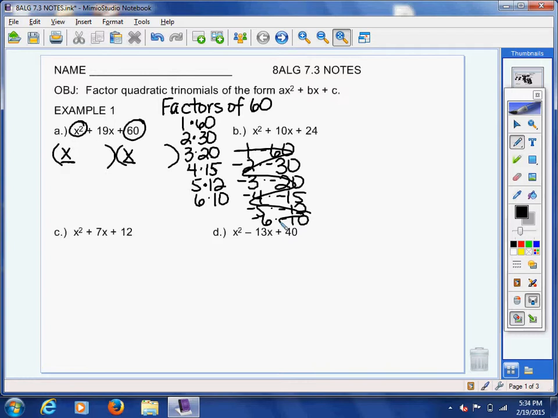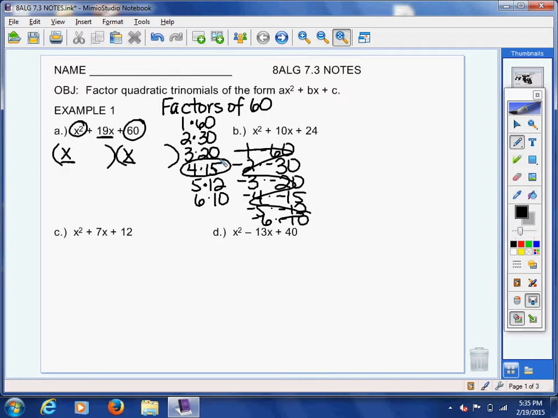Now, we have the factors of 60. Now, here's your question. Which one of those factors adds up to equal 19? That's what you're looking for. Only one of those pairings adds up. So let me ask you something. What's 1 plus 60? Well, it's not 19. What's 2 plus 30? Not 19. What's 3 plus 20? Not 19. What's 4 plus 15? There we go. That is 19. What's 5 and 12? Not 19. And what's 6 and 10?